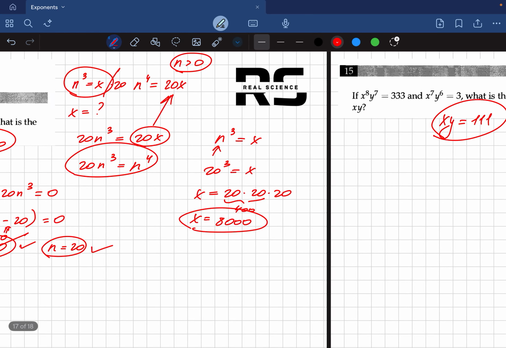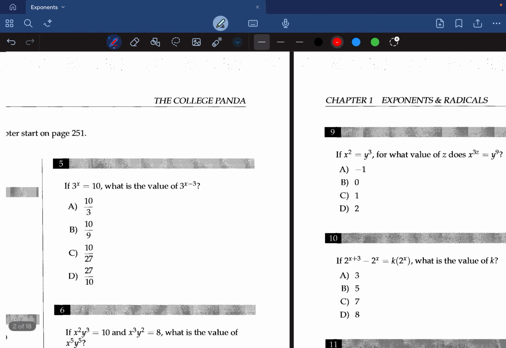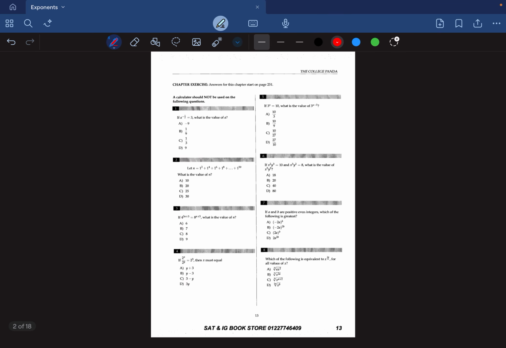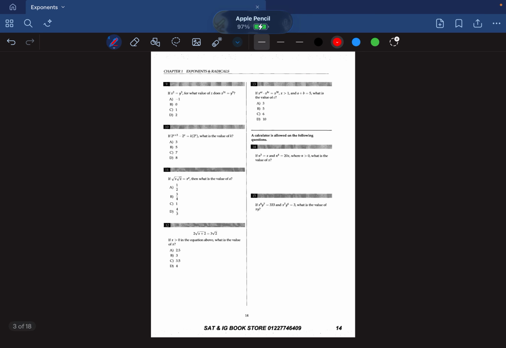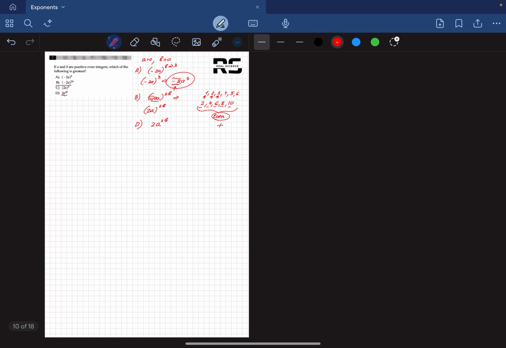So these are all the questions for the topic of exponents and radicals. Here are all the questions. So you can solve the questions first and then look at the answers and explanations as well.